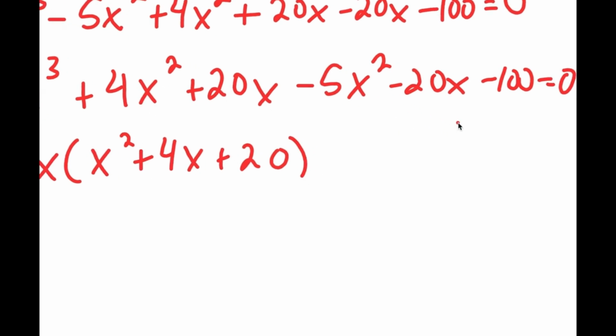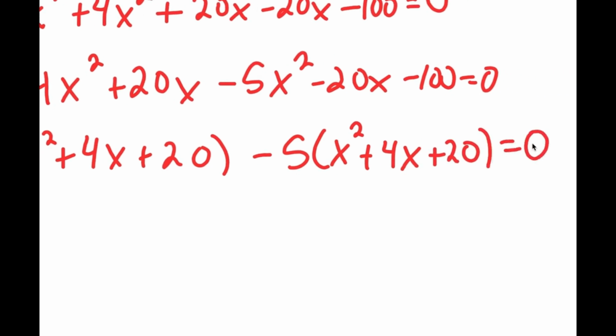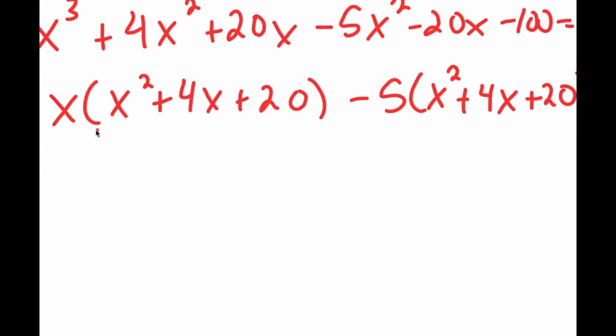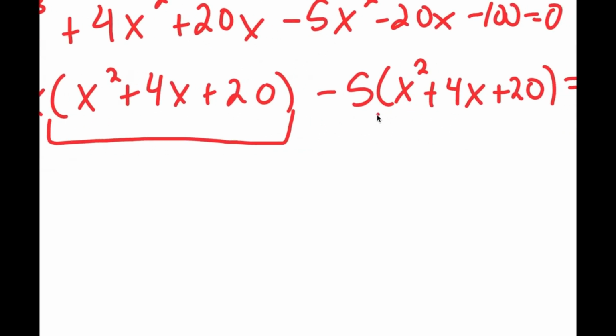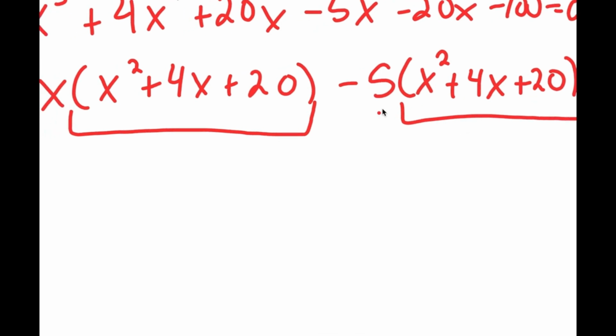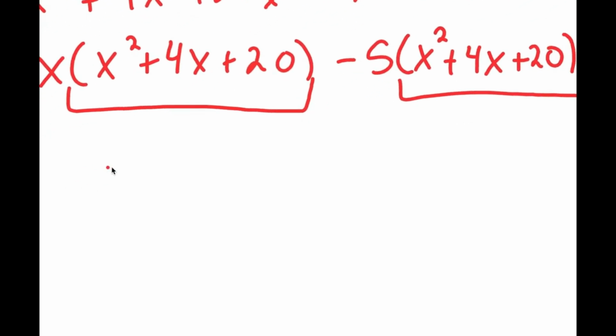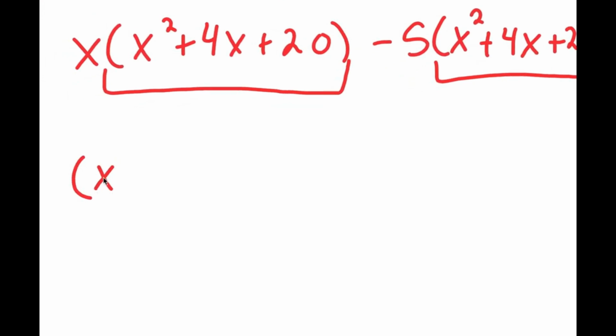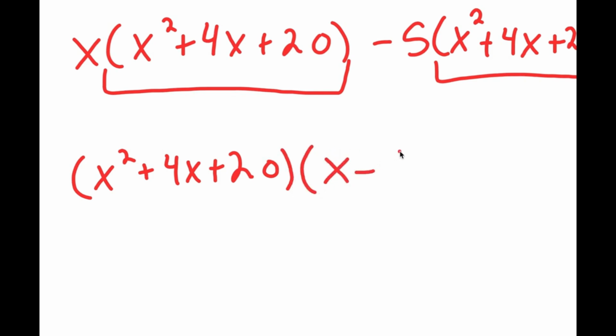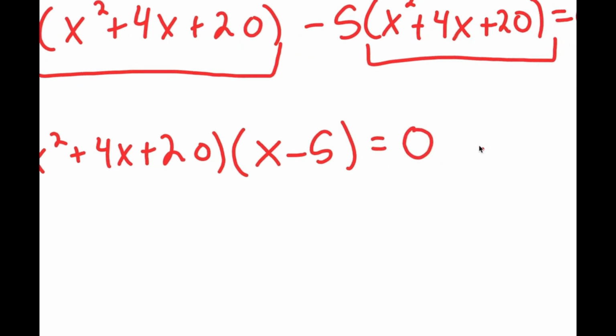And now from negative 5x squared minus 20x minus 100, I can factor out negative 5, so I get negative 5 times x squared plus 4x plus 20, which is equal to 0. And now notice how both of these terms have x squared plus 4x plus 20 in them. So now from here, if I factor out x squared plus 4x plus 20, I get x squared plus 4x plus 20 times x minus 5 is equal to 0.